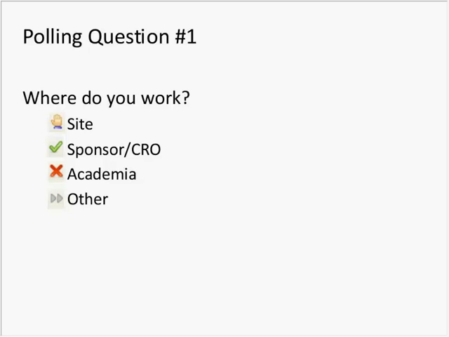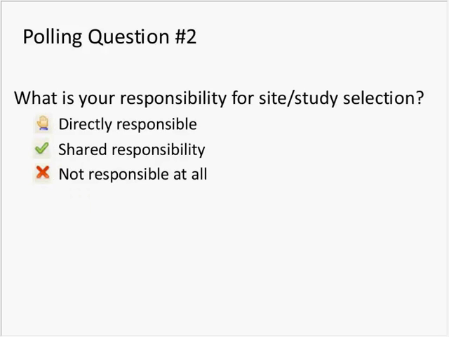I'm going to skip over the first polling questions because we've kind of covered that right now in terms of where you do work. In terms of your responsibility for site selection, are you directly responsible, or do you have that as shared responsibility, or do you not have responsibility for that site selection? We're directly responsible. You're directly responsible. Okay, so it's not shared with another CRO or anybody else. You pick the sites. Perfect. Okay. So let's take a look.